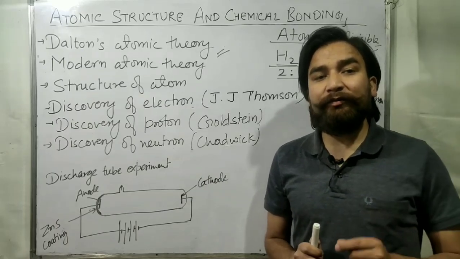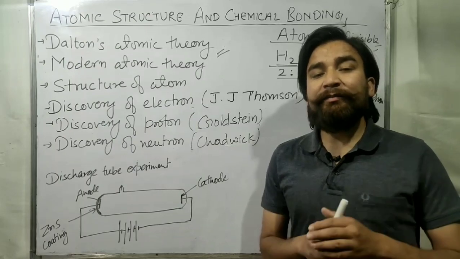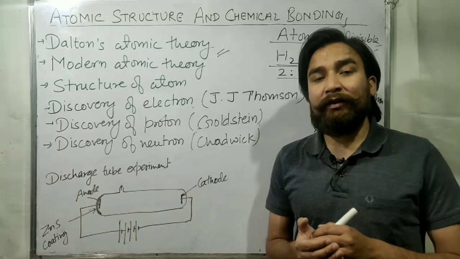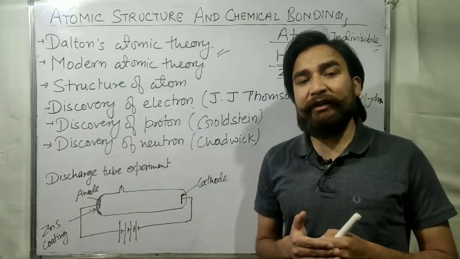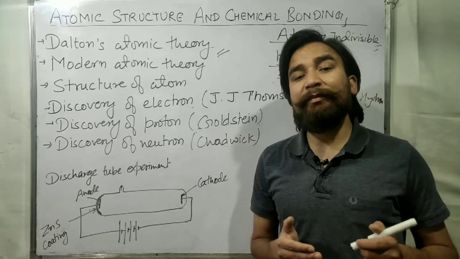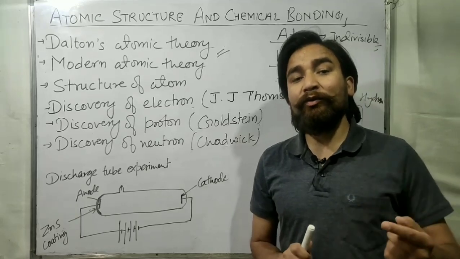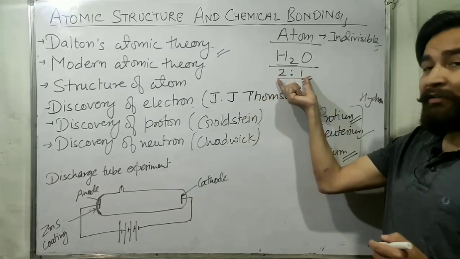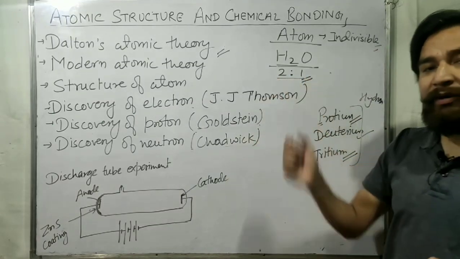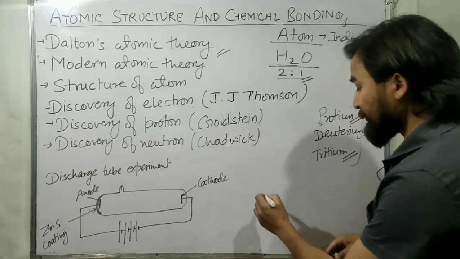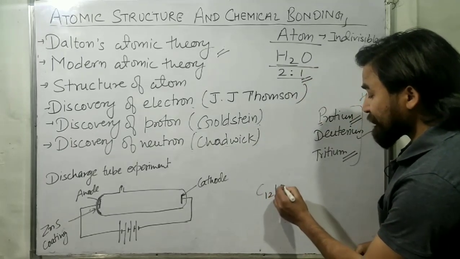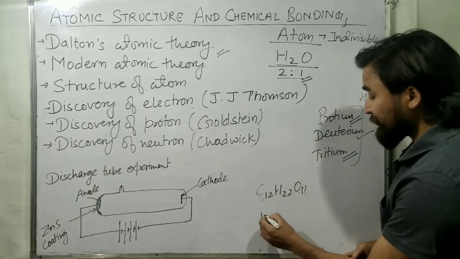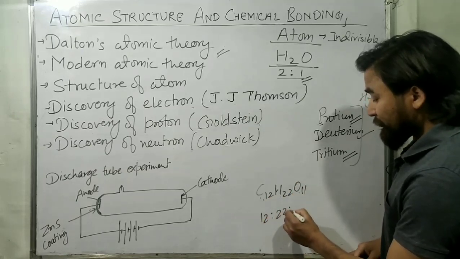Now, the third problem was that the atoms combine together to form molecules. It was told by Dalton, but he did not give an explanation why the atoms combine to form the molecules. One more thing that he said was the atoms combine in a simple whole number ratio, but in many compounds, for example, C12H22O11, the ratio of carbon, hydrogen and oxygen is 12:22:11.